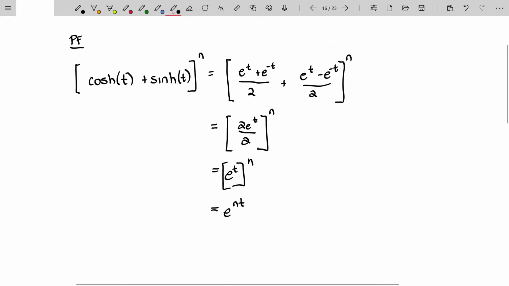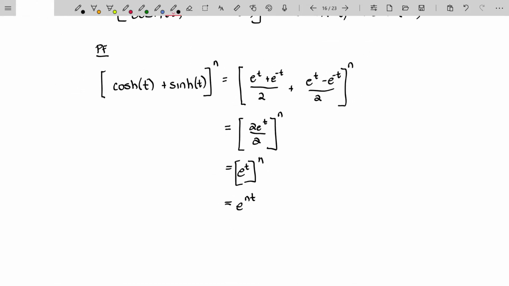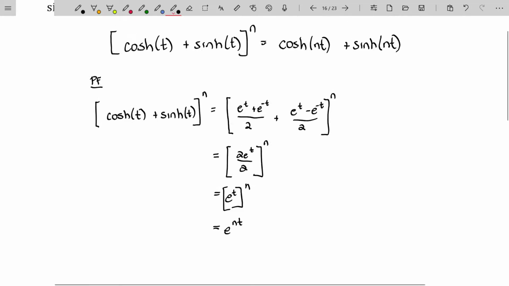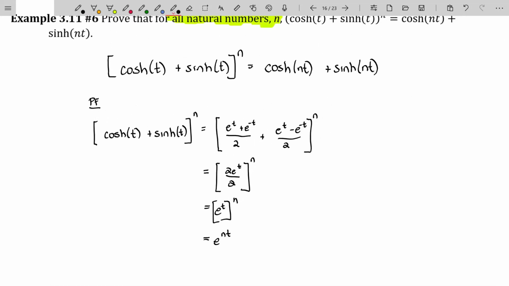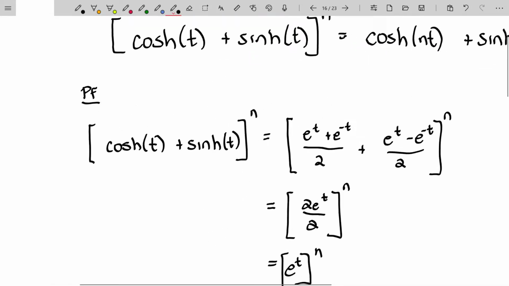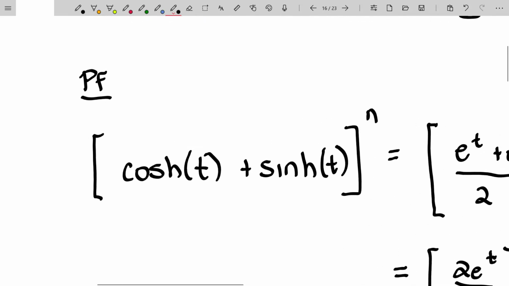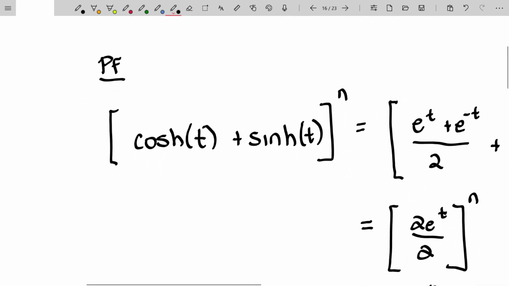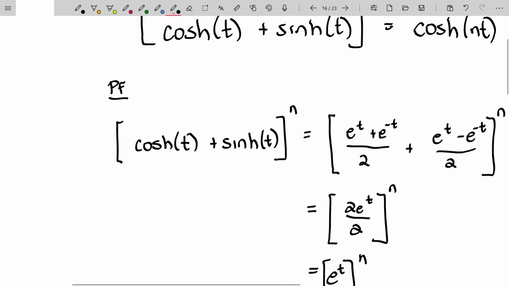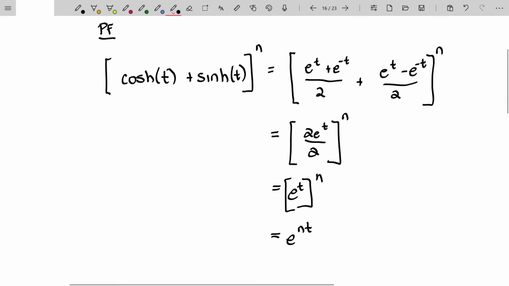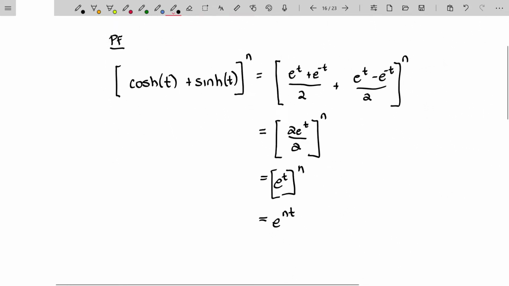Now, interesting thing about this is that I think what's more powerful than the result of this theorem is that cosh of t plus sinh of t is actually just e to the t. And then if you raise that to the nth power, that's e to the nt. I just think it's kind of neat.